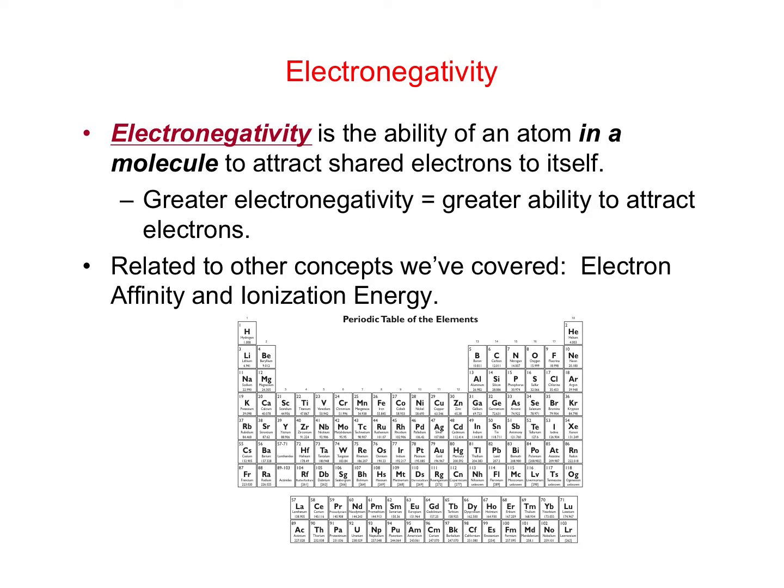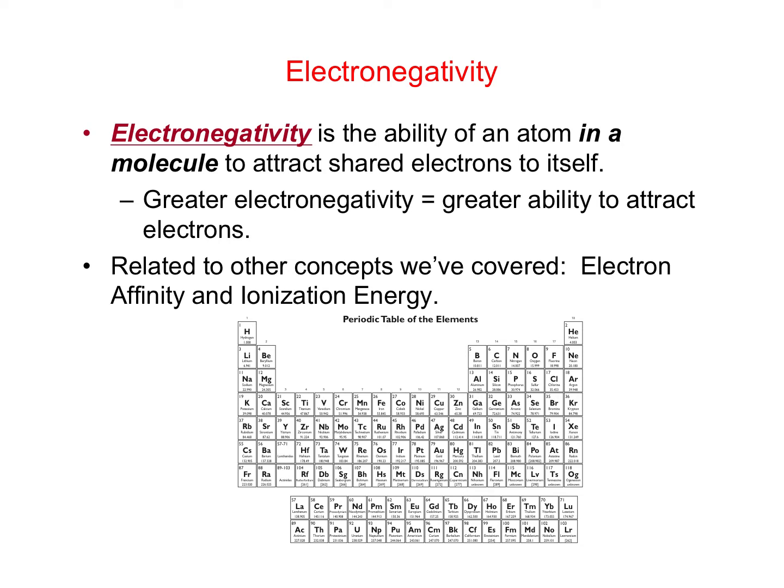Okay, so the new concept, electronegativity. This is how we determine when there is going to be an unequal sharing of electrons and which atom gets more of the electrons and which atom is electron deficient. And so electronegativity is the ability of an atom in a molecule to attract the shared electrons to itself. So the greater the electronegativity, the greater the ability of that element to attract electrons.